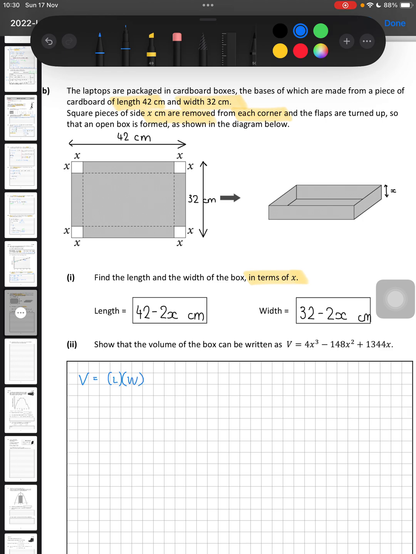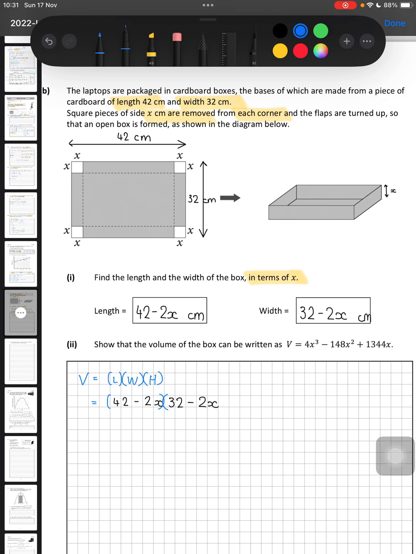Now if you didn't know, for example, what the height was, you're still better off trying to at least start filling in what length did you put up here, and what width from what you had up here, so that you have at least some correct substitution into this formula if they allow incorrect answers from part 1 to be used. So even if you don't see that the height is X, fill in, well, what was your length from part 1? So 42 minus 2X. And what was the width from part 1? So the width was 32 minus 2X.